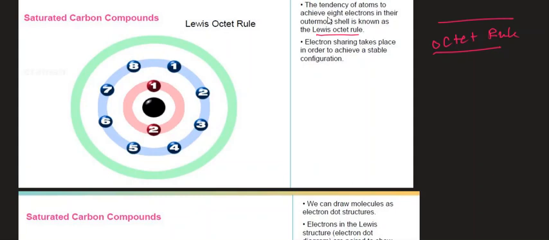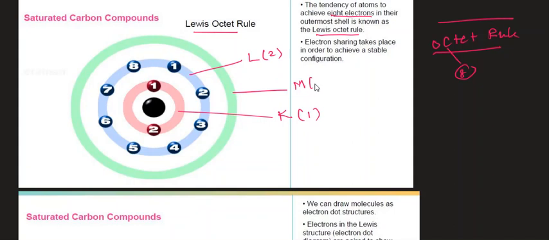So the tendency of atoms to achieve 8 electrons, octa means 8, in their outermost shell is known as the Lewis octet rule. Just look at any atom. In the first, this is shell number 1. We can call it the K shell, and this is the L shell. It can also be represented by the number 1, first orbit, second orbit. And this is the third orbit, that is the M shell. We have in the first shell 2 electrons, 1, 2. In the second shell, you have 8 electrons. So likewise it goes.